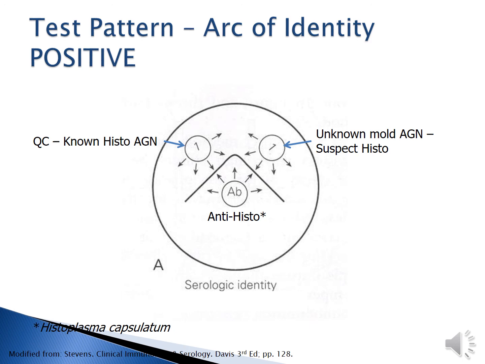We are suspecting histo. So we're going to test it through the Ouchterlony double diffusion. So we're going to add our antibody, our QC antigen, and our unknown antigen, incubate, and then pull it out, and this is the result that we get. So this is what we consider the arc of identity. This is a positive test. So the unknown antigen is positive for antihisto. So that means this patient does have Histoplasma capsulatum. So it forms this nice little arc, and this would be considered a positive test.